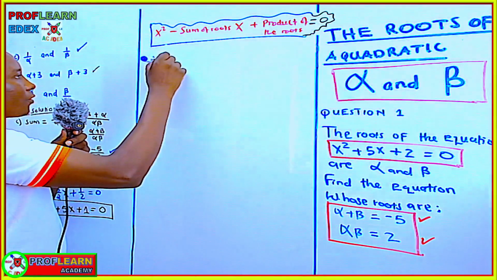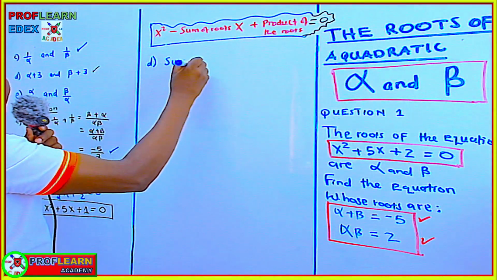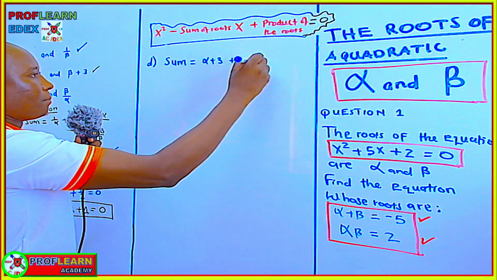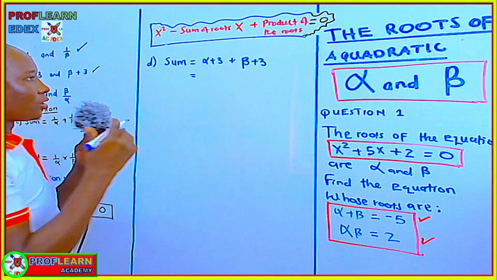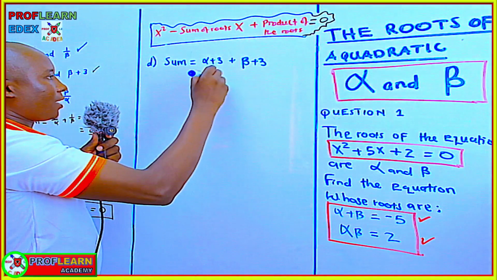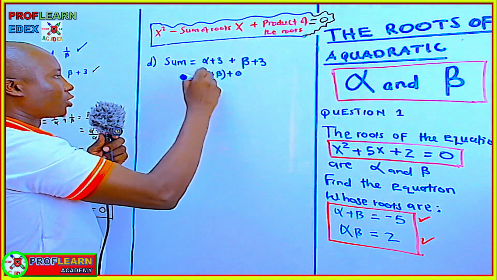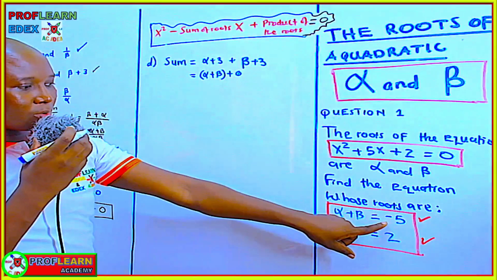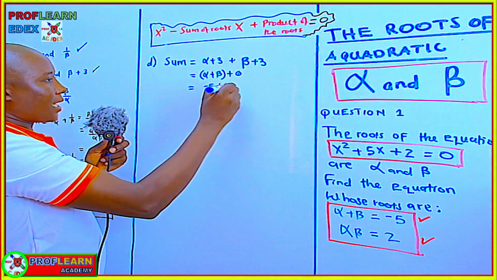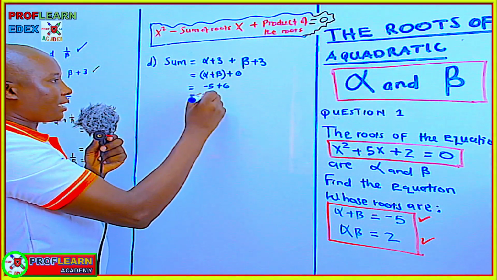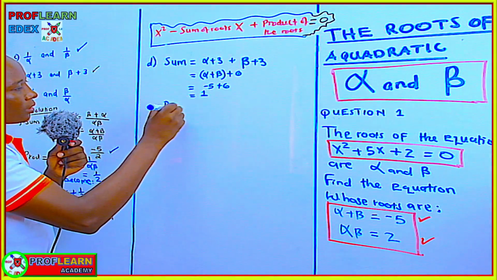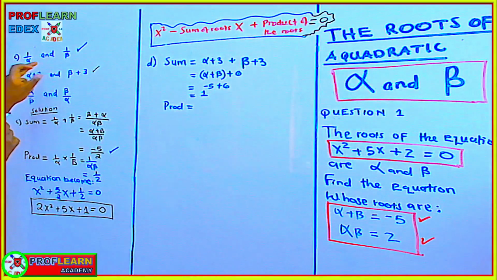The sum of the roots is going to be alpha plus 3 plus beta plus 3. If you add the two roots, what do you get? You are going to get alpha plus beta, then plus 6. So with this one, we can replace it with -5 here. And this is going to be -5 plus 6, which is going to be +1. All right.